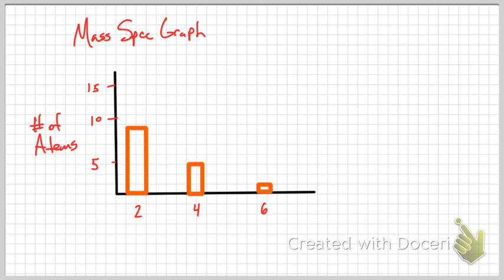This is what our mass spec graph looks like. We go from lightest isotope to heaviest isotope, and then we put in the number of atoms, and we have created a mass spec graph for that element. So please use this information to complete the magnesium activity. That will be a grade.